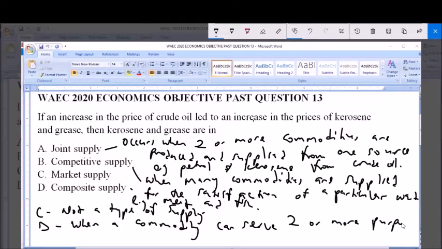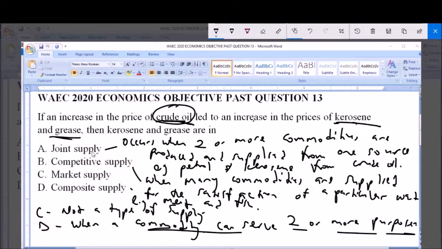Now, from what we have seen here and in the question, the increase in price of crude oil led to an increase in prices of kerosene and grease. Now, kerosene and grease are both obtained from crude oil. That means kerosene and grease are gotten from the same source or the same raw material. And that is what we saw when we looked at joint supply. So kerosene and grease are in joint supply. So option A, joint supply, is the correct answer to this question.